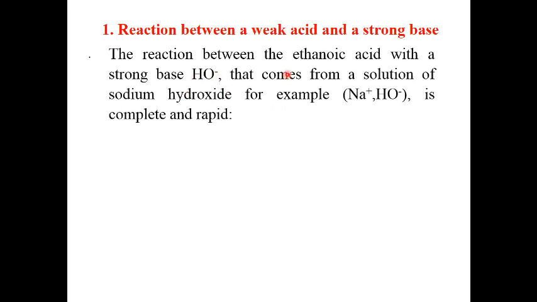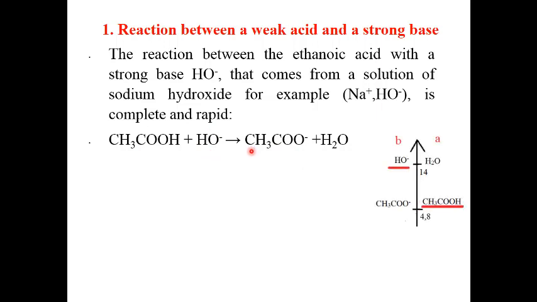We know that ethanoic acid is a weak acid. When reacting with a strong base, which is HO- that comes, for example, from a solution of sodium hydroxide, this reaction is complete and rapid. Because it is complete, it's written here not in a reversible way. It's a complete reaction. So this is the ethanoic acid, this is the HO-, and those are the products obtained.